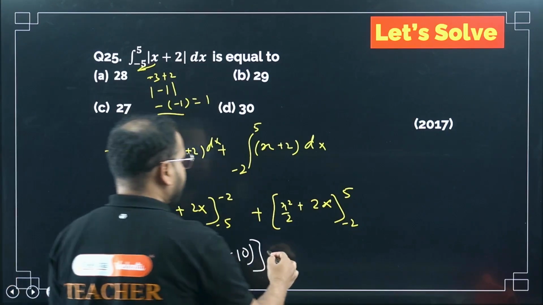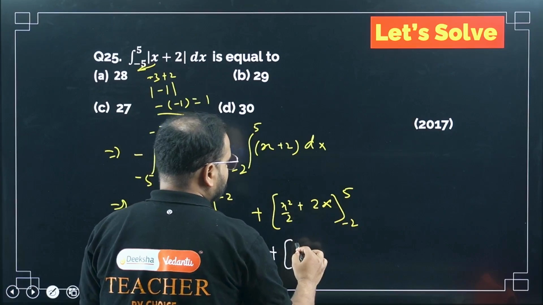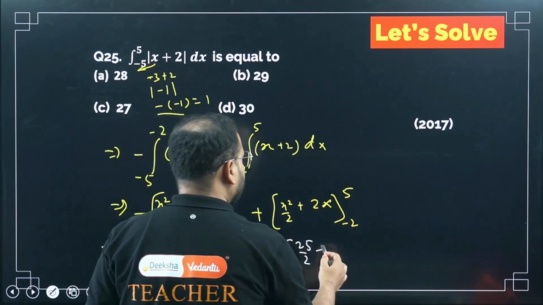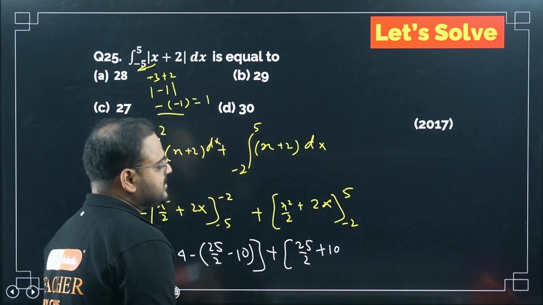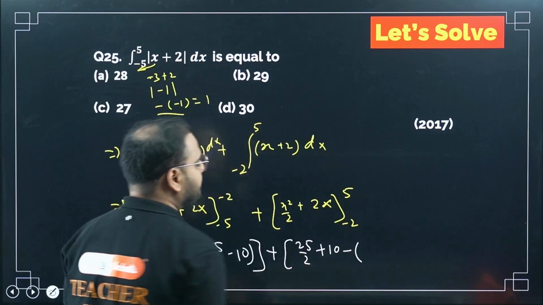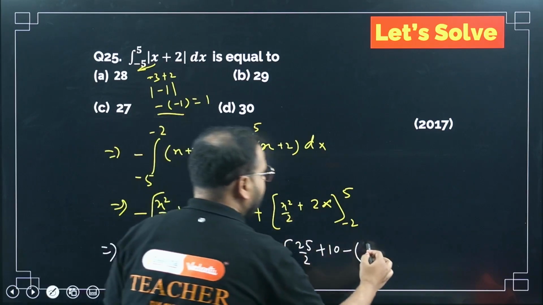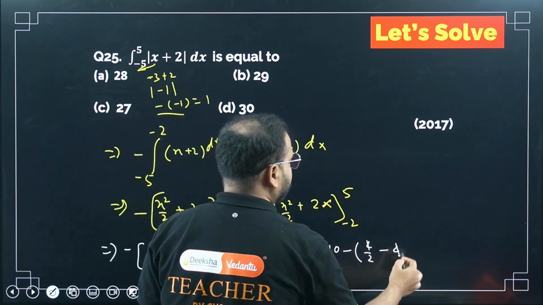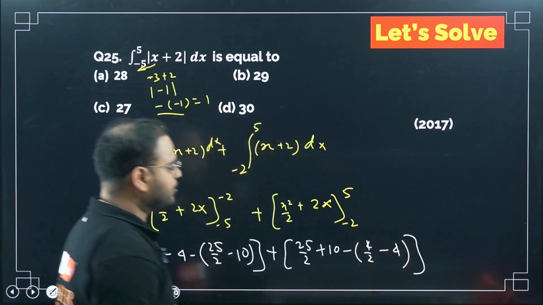What about this part? Have a look. 5 square, so how much is that? 25 by 2 again, plus 10. Correct? Plus 10. And how much is this for the lower limit? The minus sign will come. Minus 2 with this will become 4 by 2 again, and this will become minus 4. Yes or no? Yes.